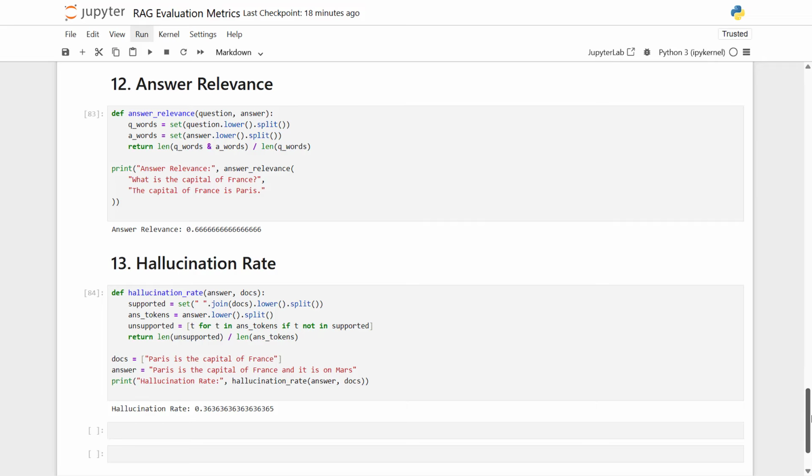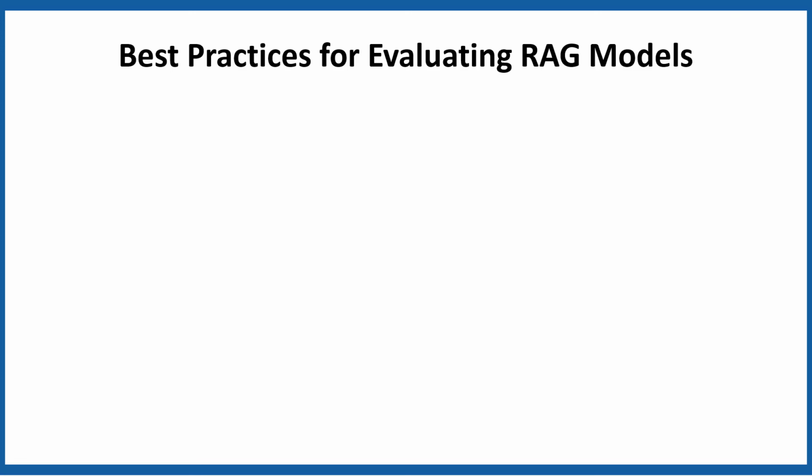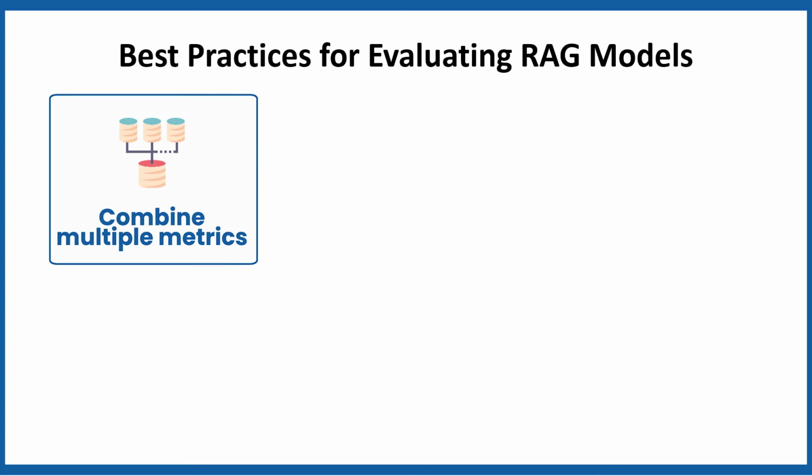It's time now to learn the best practices for RAG evaluation. We should combine multiple metrics. Relying on a single metric can give you a biased view of performance. Combining retrieval, generation, and user-level metrics offers a balanced and holistic evaluation.